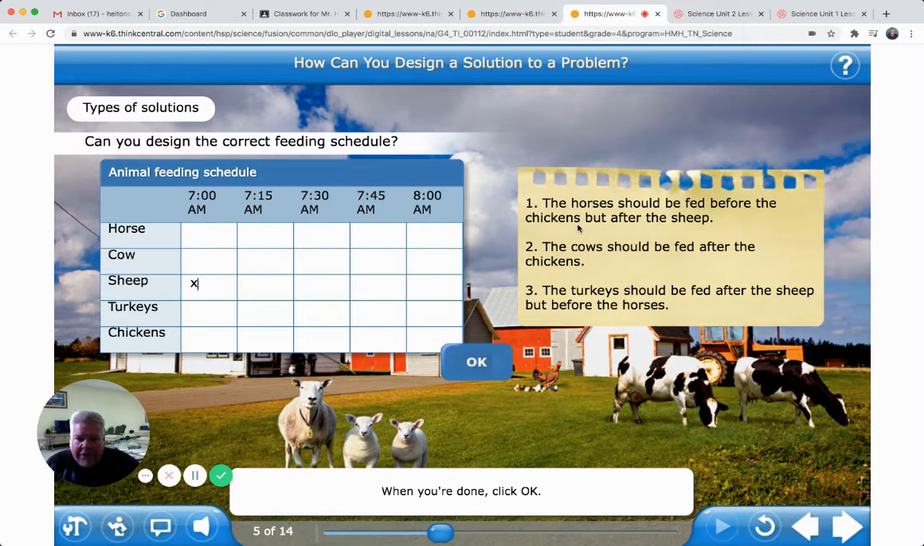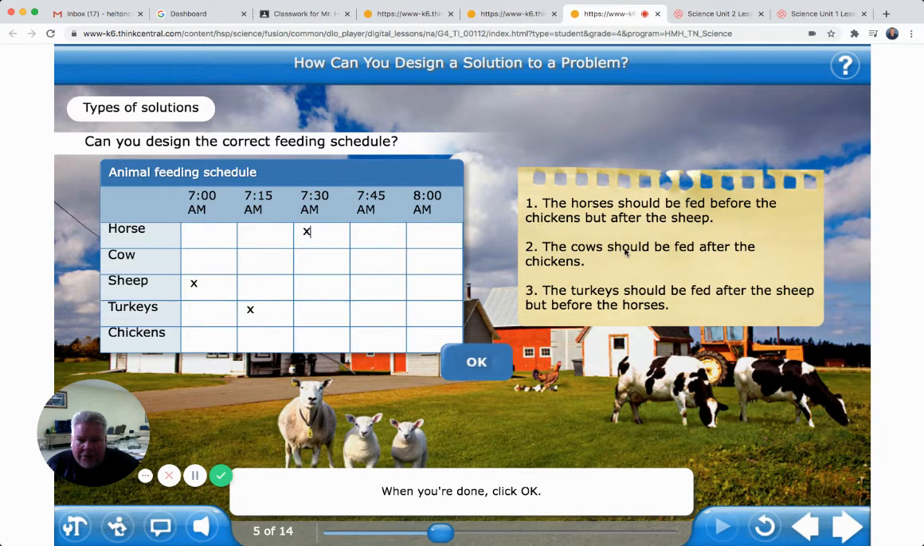Okay. The horses should be fed before the chickens, but after the sheep. Okay. Does anything else come after the sheep? Turkey should be fed after the sheep, but before the horses. So before we can feed the horses, we've got to feed the turkeys. Crazy turkeys. And then the horses.